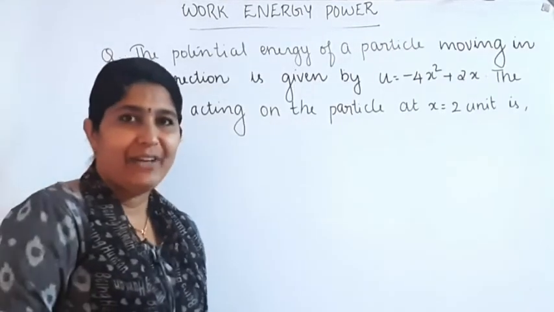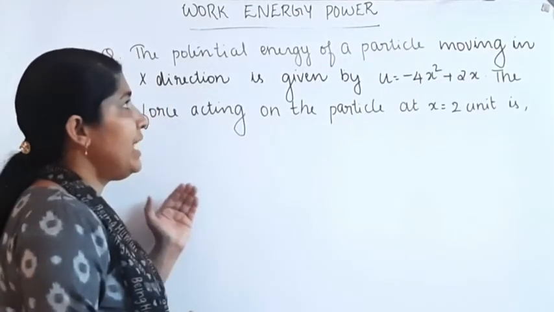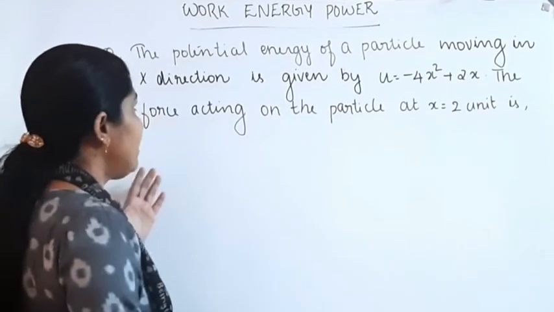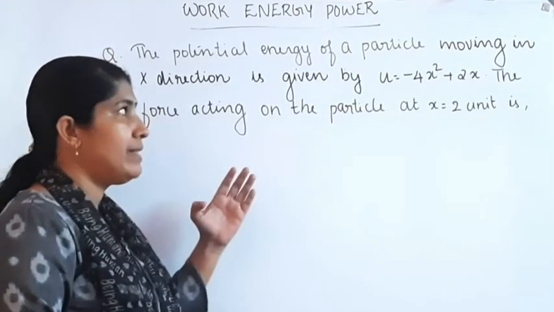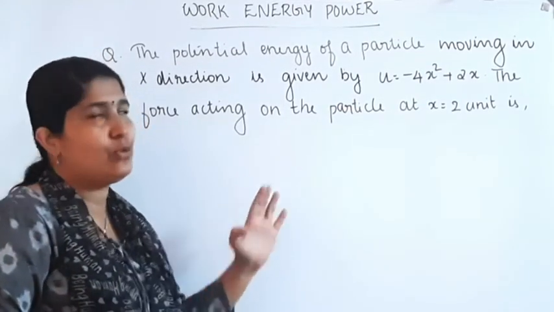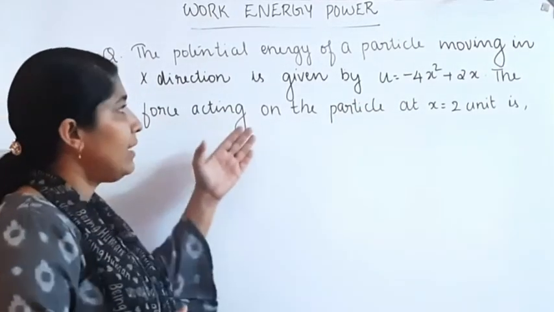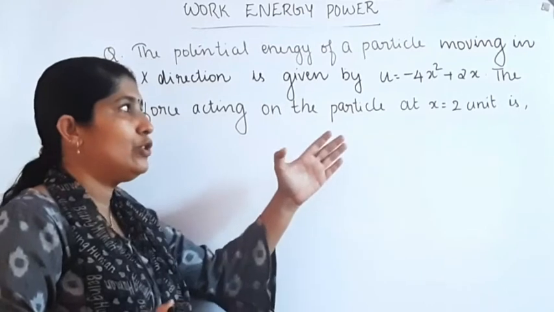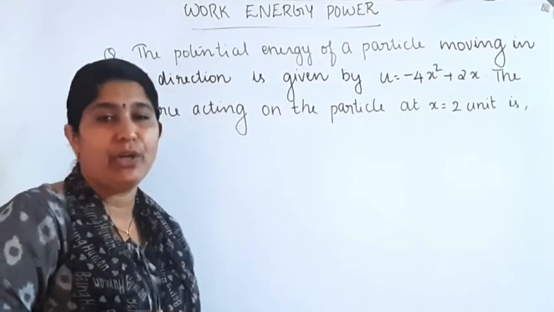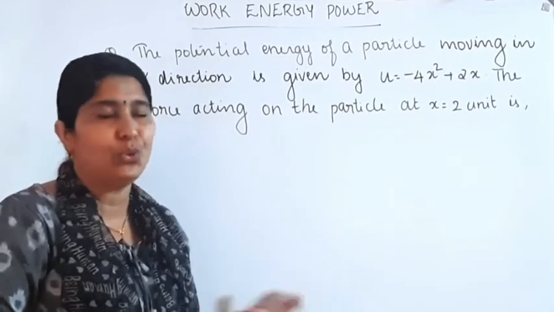Next question. The potential energy of a particle moving in x direction is given by U is equal to minus 4x square plus 2x. The force acting on the particle at x is equal to 2 units is to be found.